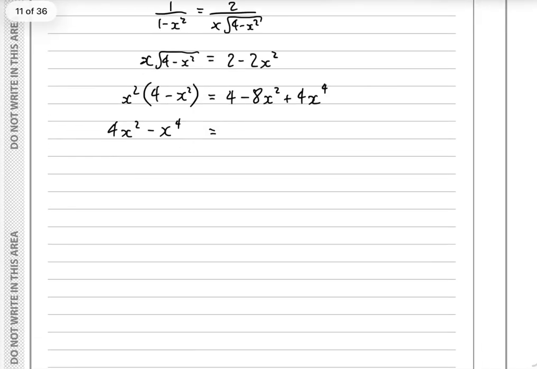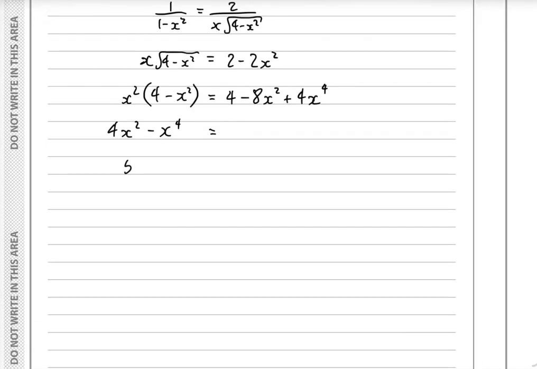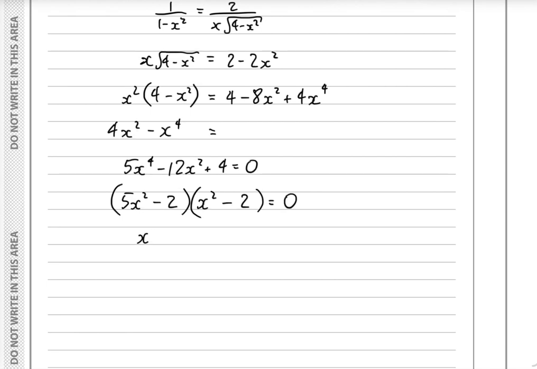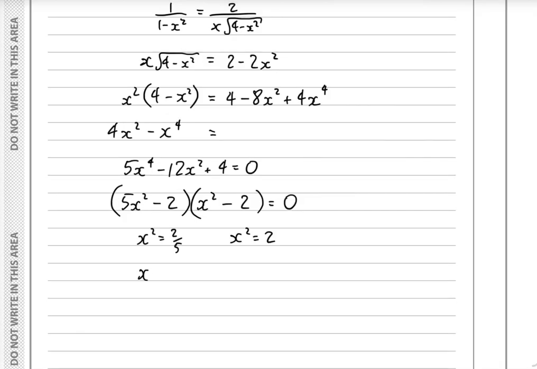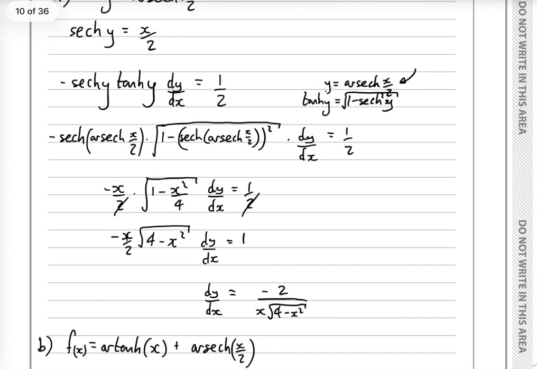This side doesn't change. And then we rearrange and get 5x to the 4 minus 12x squared plus 4 equals 0. See if this factorizes. 5x squared, x squared. Get a 2 and a 2, that should work. So x squared is equal to 2 over 5, or x squared is equal to 2. That gives x is equal to plus or minus the root of 2 over 5, and x is equal to plus or minus root 2, but we had some limitations on x.